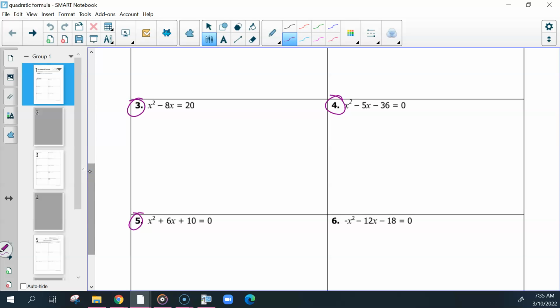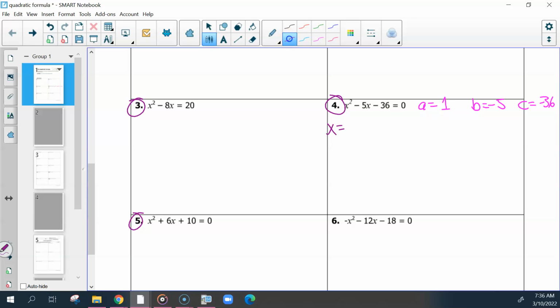I know some of you were working independently. So let's do number 4 on the distance. What is your A, B, and C value? One, -5, C is -36. And then we're using the formula to put all of these in.